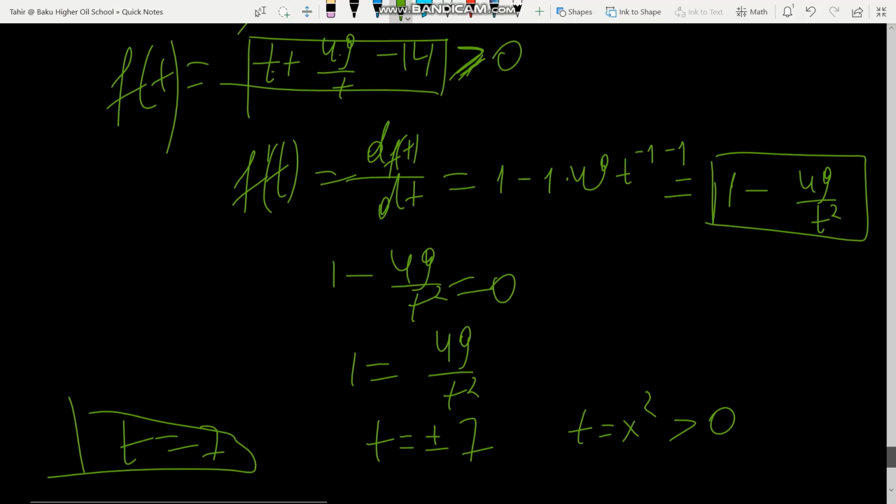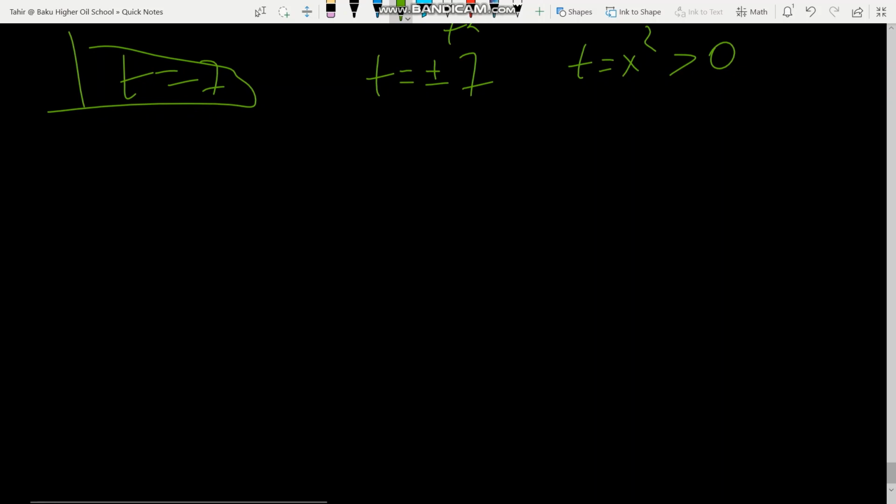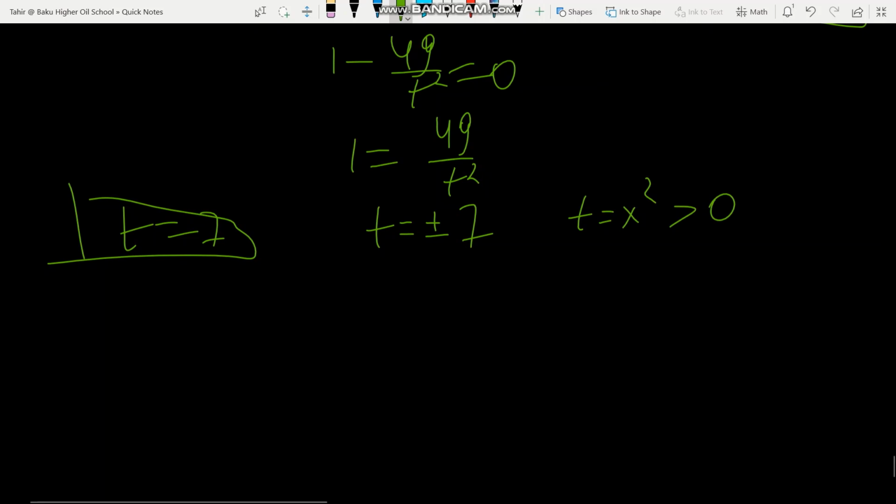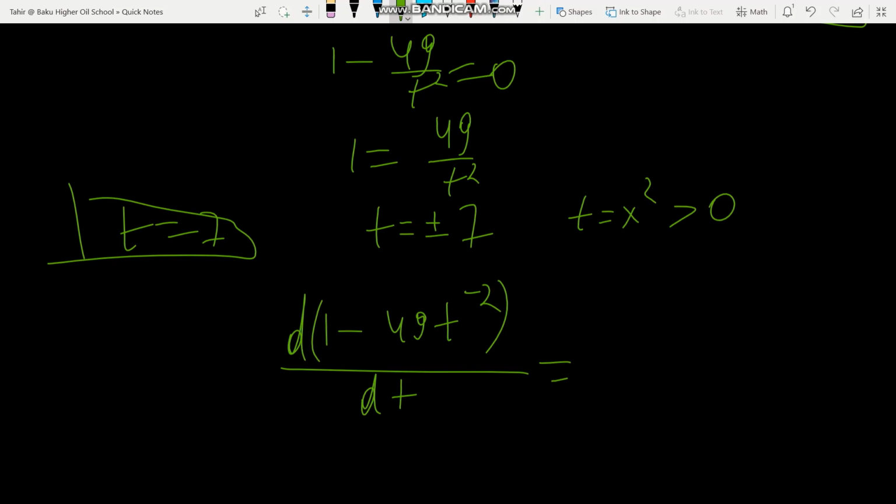And to find whether this is the maximum value or minimum value, we should find the second order derivative of the function. Let's find the second order derivative of this function: 1 minus 49 t to the power minus 2. The derivative of this function with respect to t can be shown this way. Again the 1 is a constant term, so it will be cancelled out to 0. Minus 2 will come here, plus 2 multiplied by 49, t to the minus 2 minus 1, minus 3. T to the minus 3, and this is the result: 2 times 49 divided by t cubed.